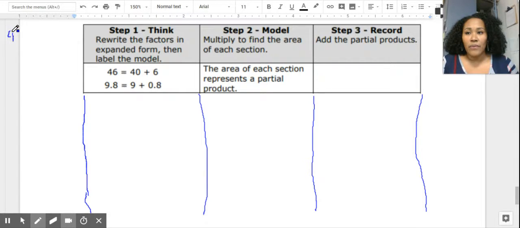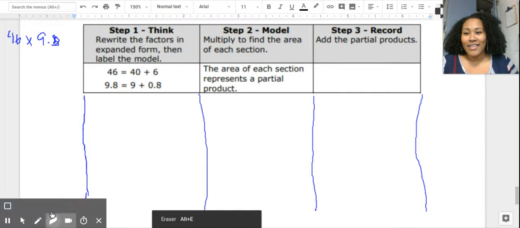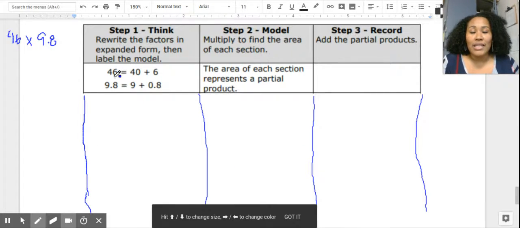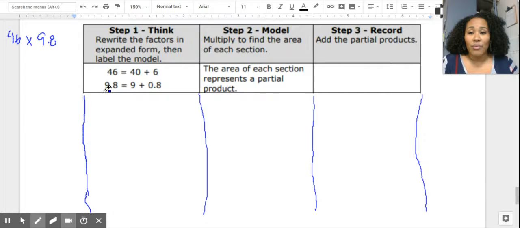So 46 times 9.8. That is horrible. Let me try that again. 9.8. I'm just going to do the easy way. Okay, so now we've broken up the 46 by expanded form. Look at your 9.8, and we're also going to break that up by expanded form. We did that for both numbers. So we've broken it up, and now we're going to do an area model.